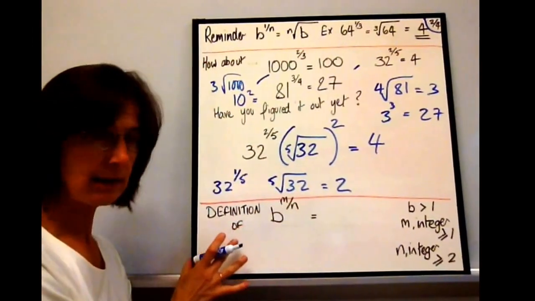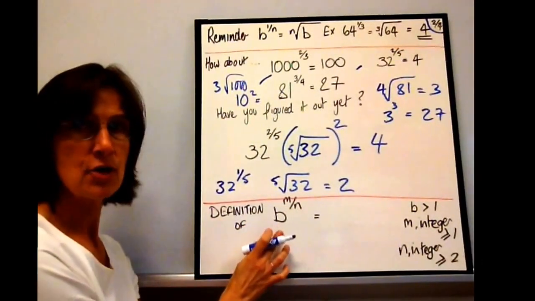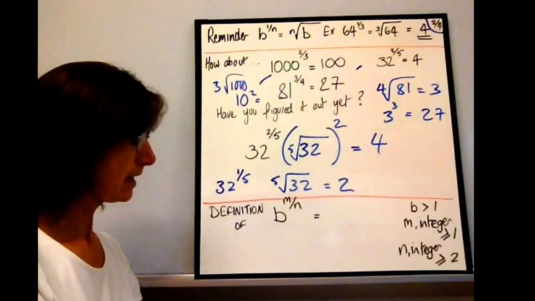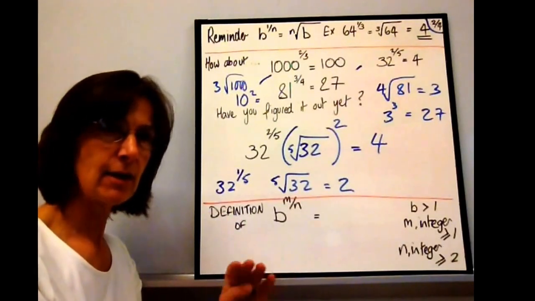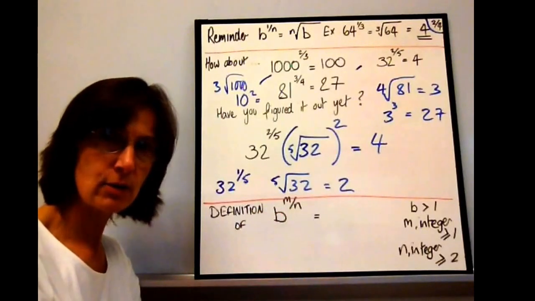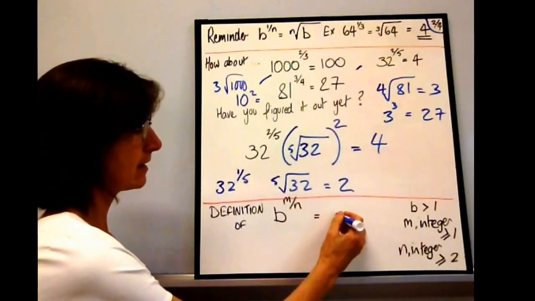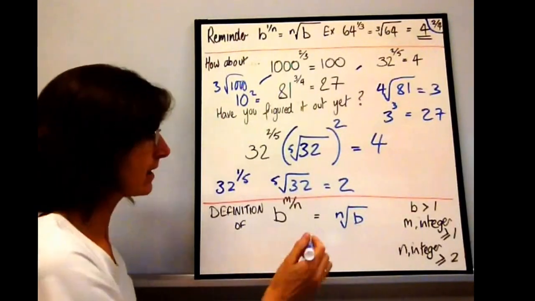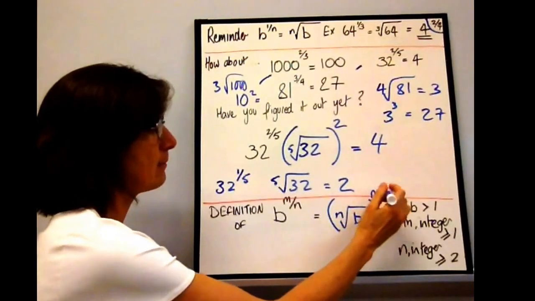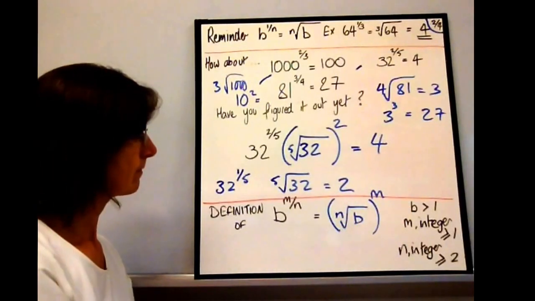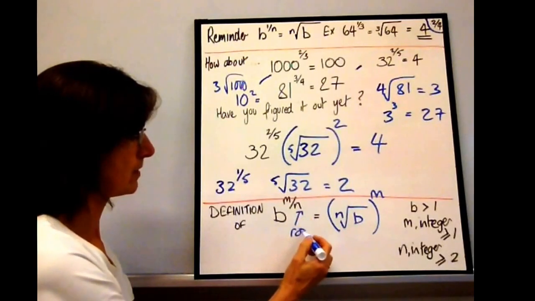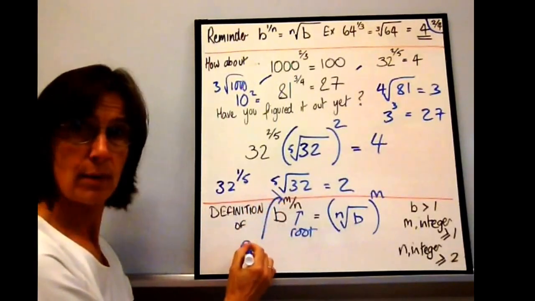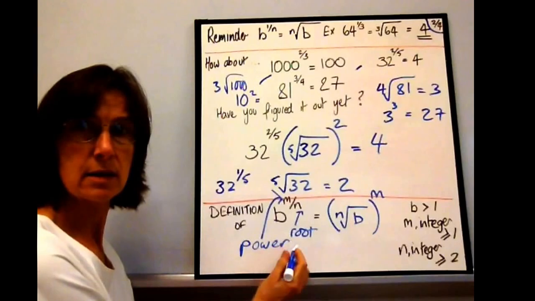And our definition down here, the definition of b to the m over n power, and there are going to be 2 ways of writing it. I'm going to write the first way that I use, and then I'm going to show you the second way. I always take the nth root first. After I have that answer, I will take the mth power. So the n represents the root. The m represents the power.